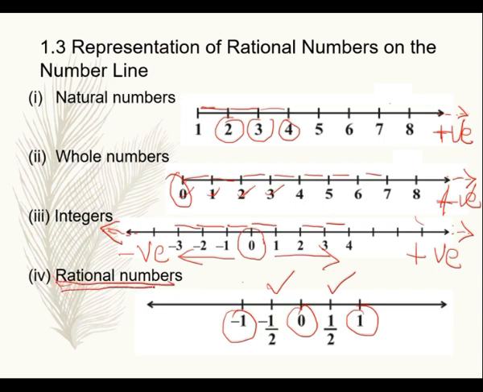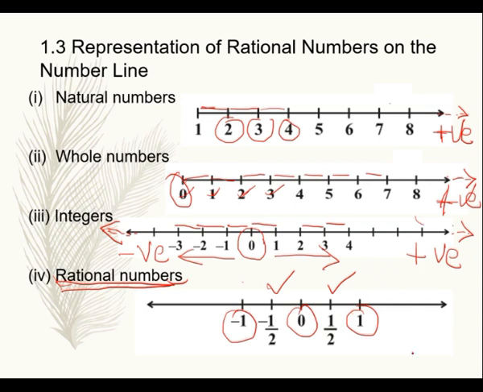A rational number line is a number line containing all the integers along with the numbers in between them, such as minus half, that is minus 1 by 2, 1 by 2, and so on. So now we will be learning about representing rational numbers on this number line.